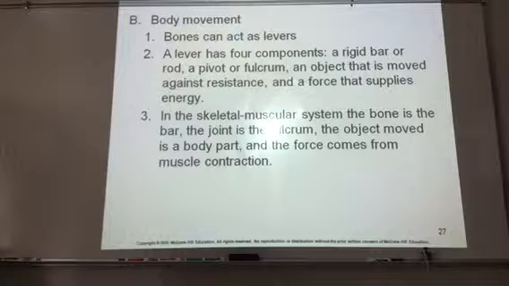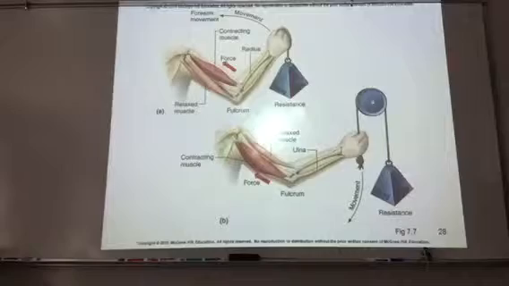In the skeletal system, the bone is the bar. It's the actual lever part. The joint is going to be the fulcrum, and the fulcrum is the part that allows movement. The object being moved is the resistance, and then the force comes from your muscle being contracted. So body movement, very important part.